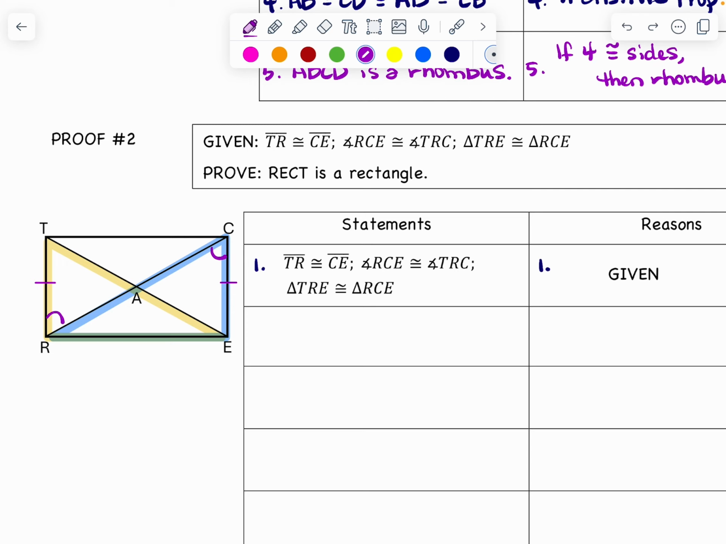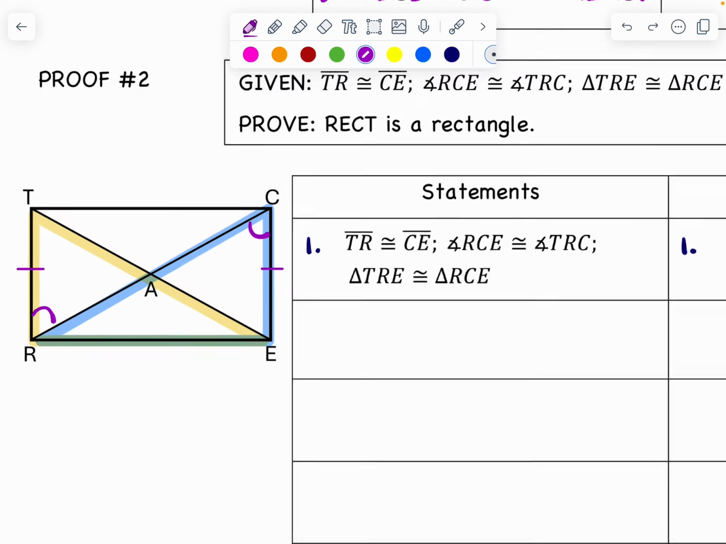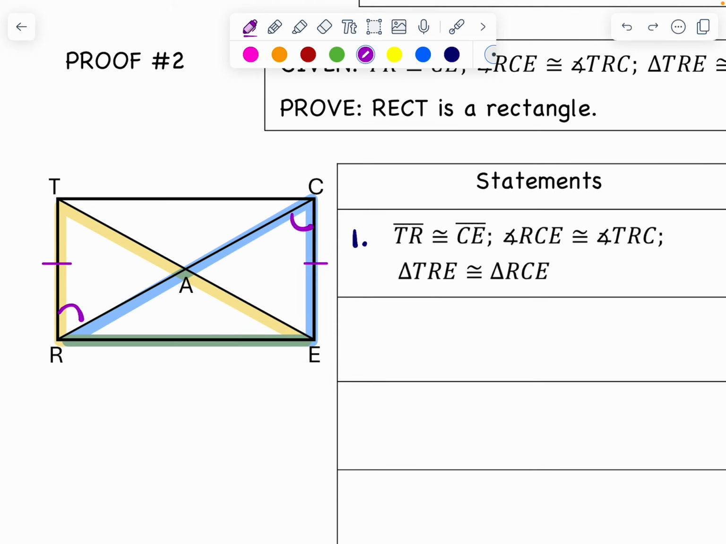Because rectangles are not the only things that have right angles, and they're not the only things that have congruent diagonals, right? Other shapes have those things too, right? So we want to make sure it's a parallelogram first and foremost, and then from there we can prove that it's a more specific rectangle. Okay, so let's look at what we have here.